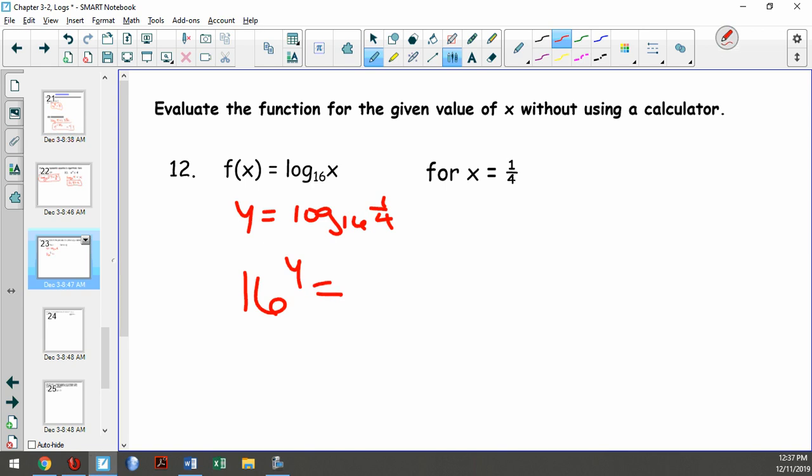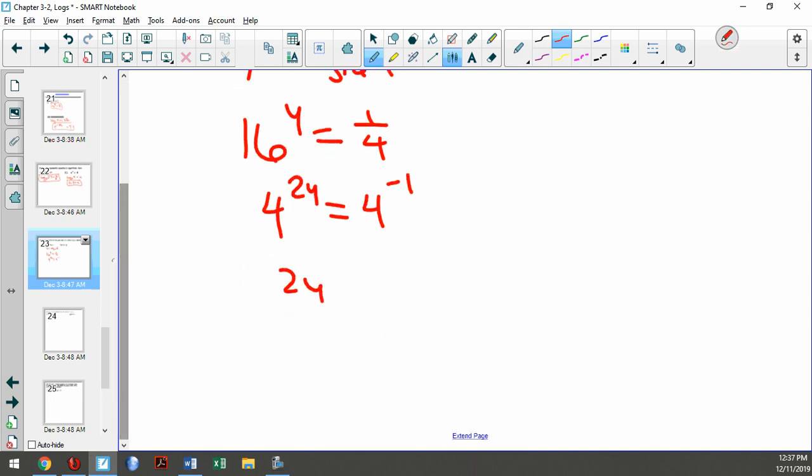16 to the y is equal to 1 over 4. Now, I have to write these to have exactly the same base. So how can I rewrite 16? 4 squared sounds like a plan to me. So that's going to be 4 to the 2y is equal to, how can I rewrite 1/4? 4 to the negative what? Very good. So that gives me 2y is equal to negative 1, so y is equal to negative 1/2. Do we understand that, yes or no? Bases need to be the same to be able to do what I just did there. Are we good?